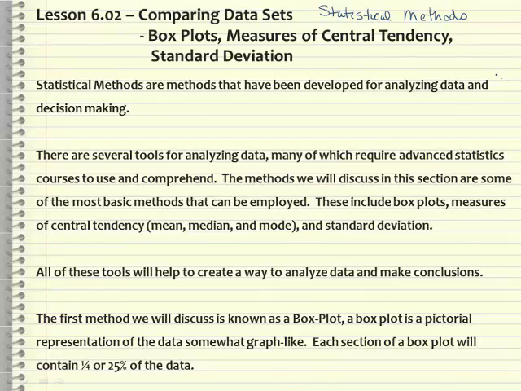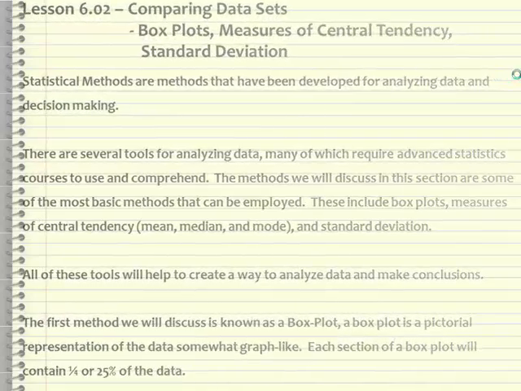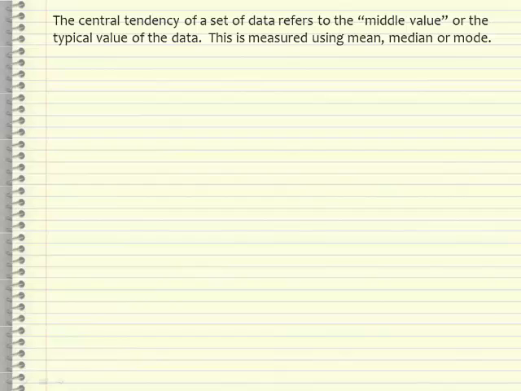Okay, so the first one we're going to talk about is a box plot, and this is a pictorial representation of the data. It's somewhat graph-like, and each section of a box plot contains 25% of the data. So the central tendency refers to the middle value or the typical value of a data set, and this is measured using mean, median, or mode.